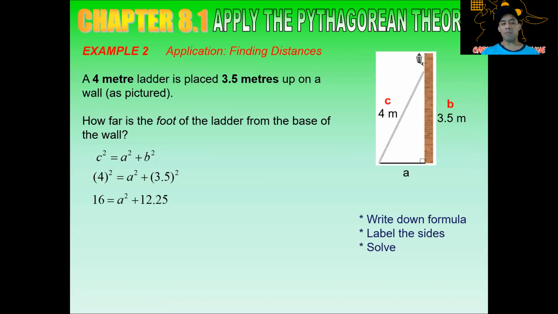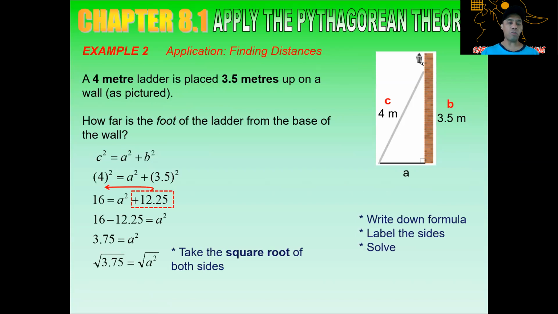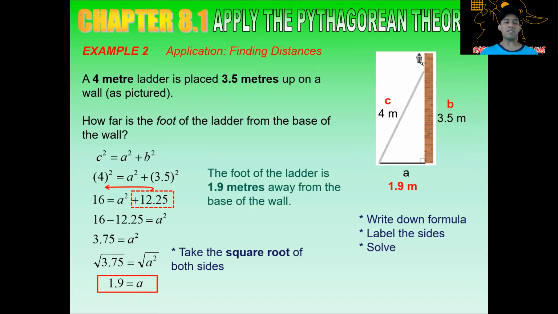Now, in this step, we're going to leave the A squared where it is. So we're going to take the 12.25, move it to the other side, and then subtract it from the 16 that's already there. All right, and last but not least, we're going to take the square root of 3.75, or take the square root of both sides, and that will give us an answer of 1.9 meters. And don't forget, since this is a word problem, please end it with a concluding statement.